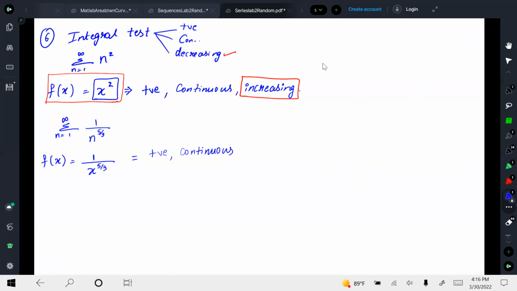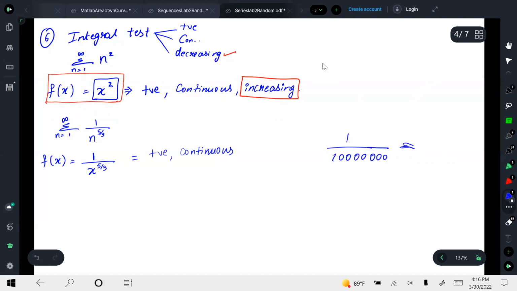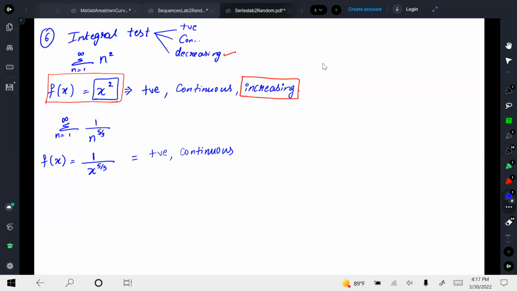And it is decreasing. Why? Because this is 1 divided by something. When you're dividing 1 by any number greater than 1, it has to decrease. It will definitely be less than 1, right? Even if you divide by a very large number, this will be nearly equal to 0. So it is decreasing, it is positive, and it is continuous. We can definitely apply the integral test.